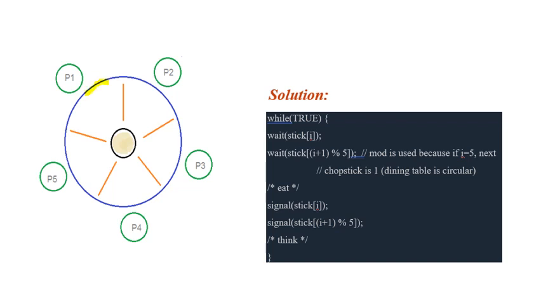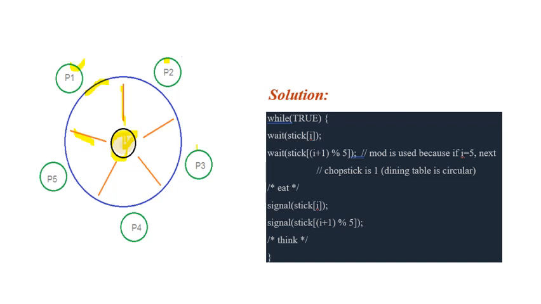So there are 5 philosophers, philosopher 1, 2, 3, 4, 5, sitting around the table, in which there are 5 chopsticks. You can see these are the 5 different chopsticks kept beside them, and the bowl of rice in the center.